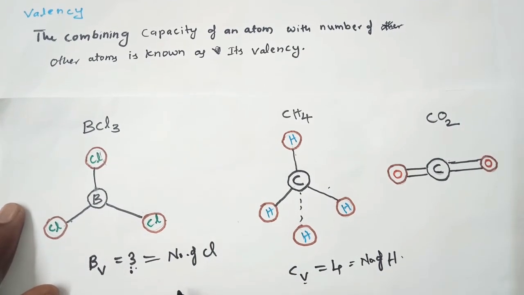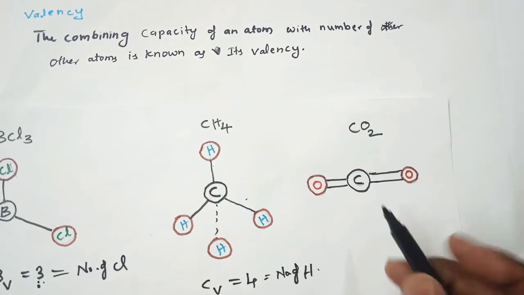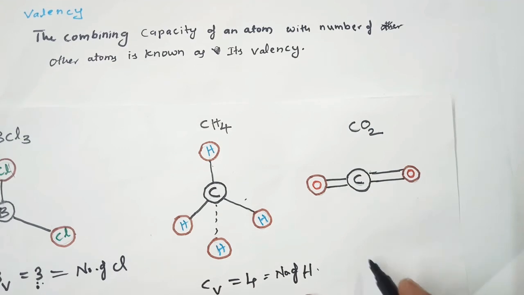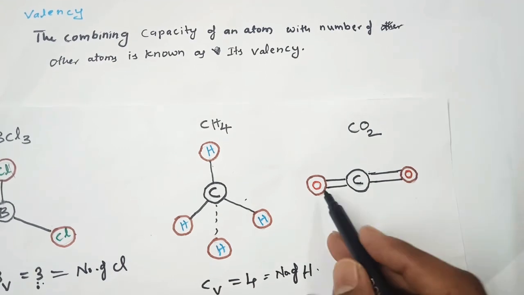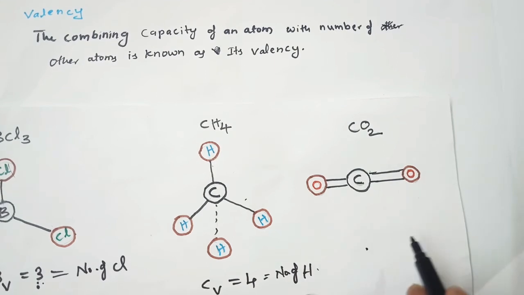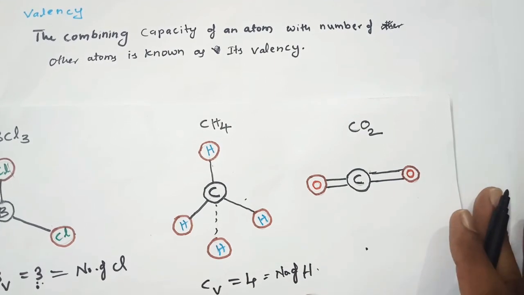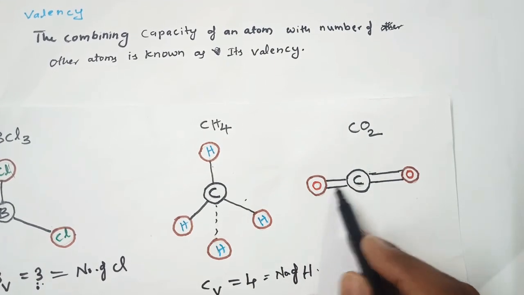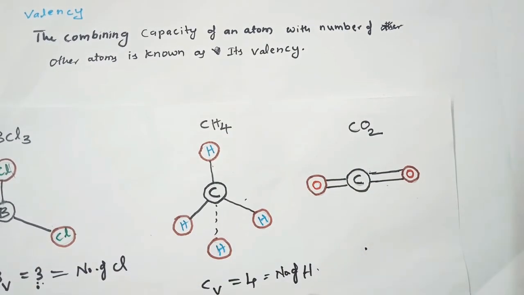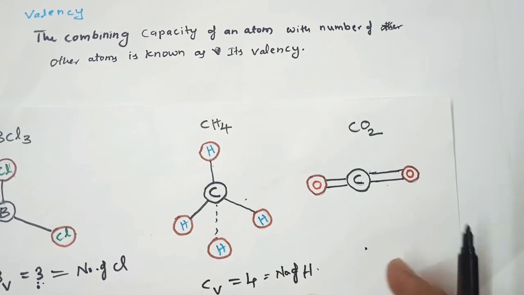In this case, carbon valency: according to the definition, the number of oxygen atoms is 2, so its valency should be 2, generally we consider, but that is not the case. As the oxygen can form 2 bonds, not like the hydrogen and chlorine, we should take double the number of oxygen atoms as the valency of carbon.